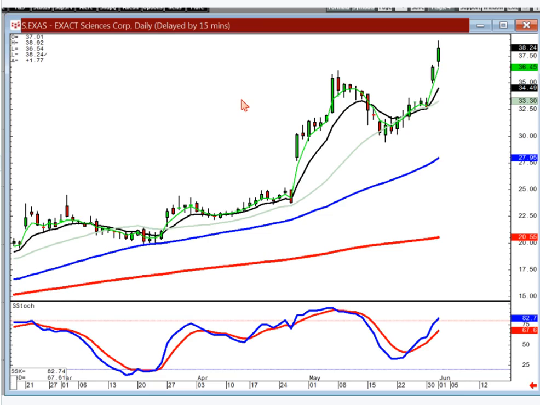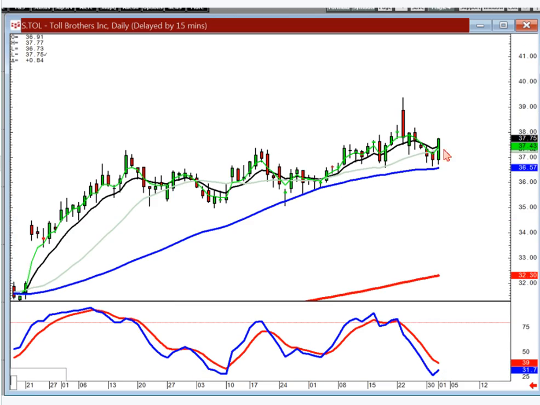Why wasn't Toll Brothers exciting? Because you can see what the price movement has been, especially over the last 3 months. It's moved from, at best, $35 to $37, $38.